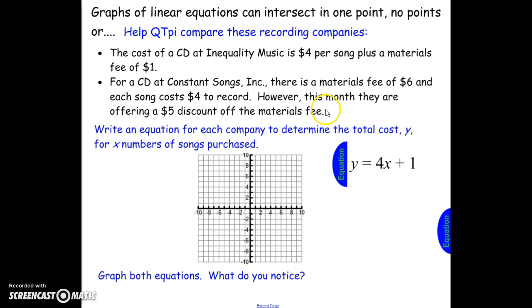This one, there's a fee of $6, $4 for each song, and there's a $5 discount off the fee. So it's $4 per song, $6 fee, and then the $5 discount of the fee. So before we can graph the second one, we need to do some combining like terms. So go ahead and do that and graph those two equations.